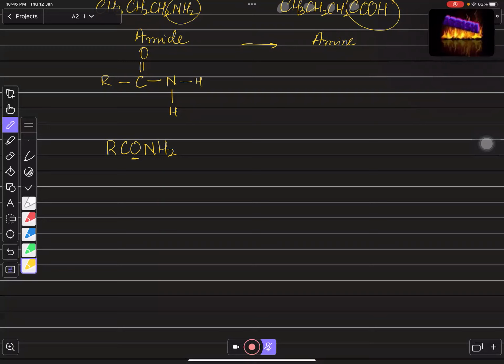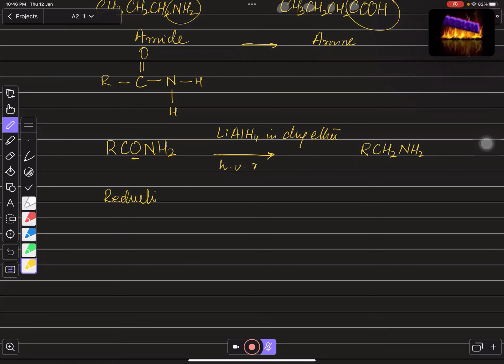And this can only be done by the reduction process. So we need to reduce this. For reducing, we always use the best reducing agent, which is LiAlH4 in dry ether. And for this, we know that we need to heat under reflux. In this way, the carbon gets hydrogen and the oxygen is replaced by hydrogen, and the gain of hydrogen and the loss of oxygen are both the same reduction process. So you can say that this is also reduction.